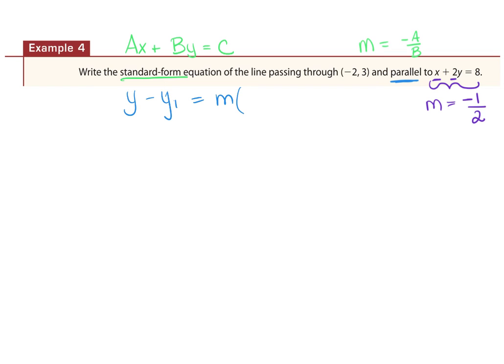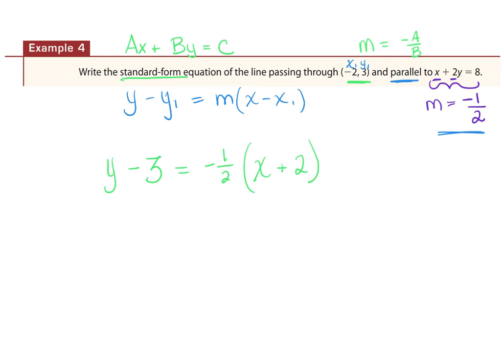Because finding the y-intercept doesn't really help you, because you can't pull your y-intercept from standard form. So we have our x1, we have our y1, and now we have found our m. And we're just going to plug it in. So we have y minus our y1. What is our y1 from this point? 3. Our m, we said, was -1/2. And then x minus a -2 is +2, right? Minus a -2. Now they want this in standard form.